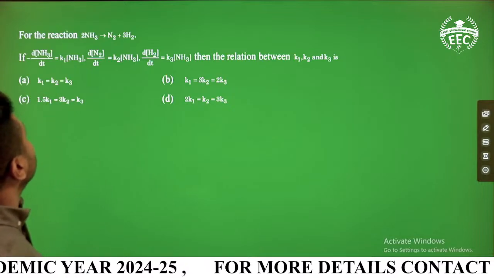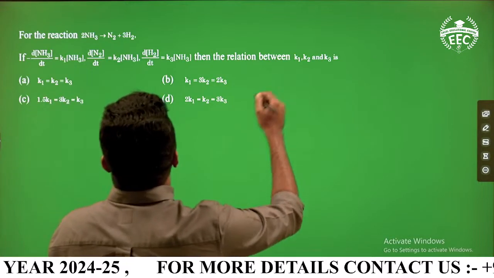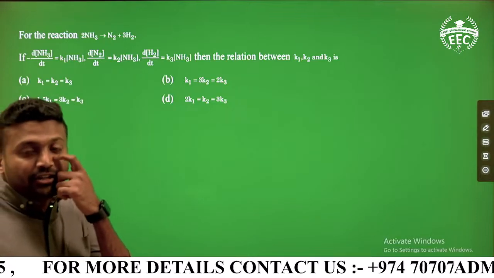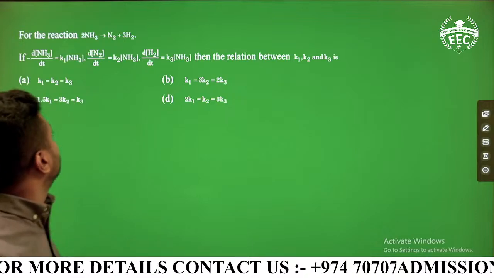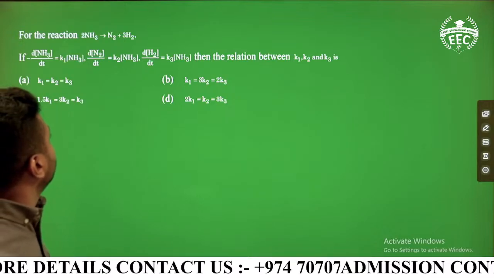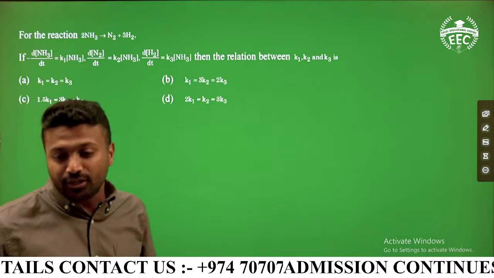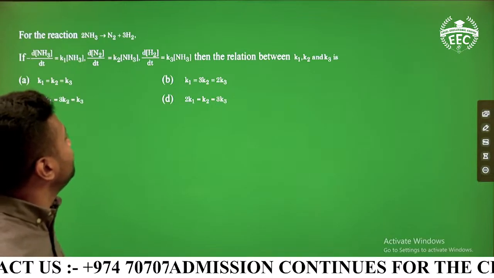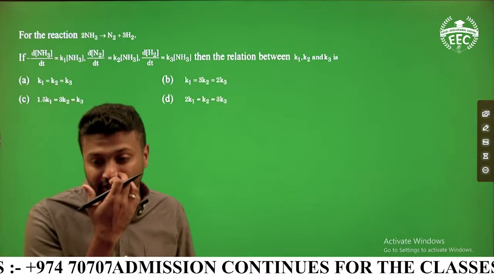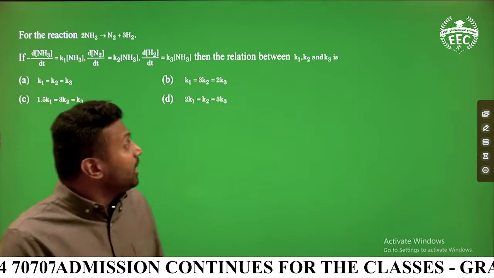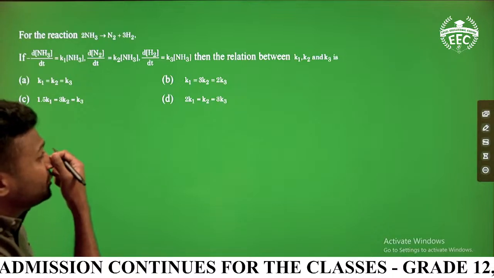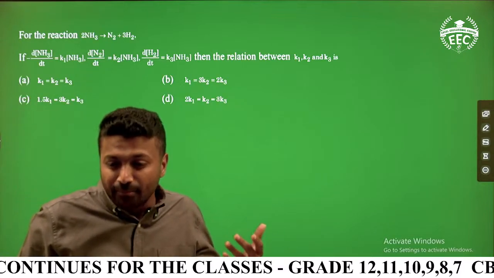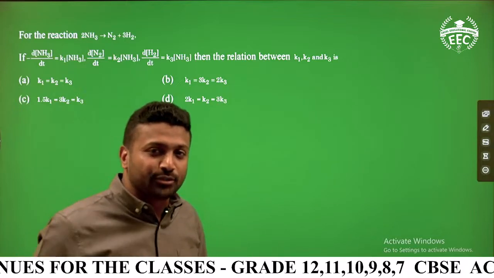Question number 1 is: given 2NH3 giving N2 plus 3H2, minus d by dt of concentration of NH3 is equal to K1 into concentration of NH3, d by dt of N2 is equal to K2 into concentration of NH3, and d by dt of H2 is K3 into concentration of NH3. We have to derive a relationship between K1, K2 and K3. You may have seen this in the previous NEET session, but I hope it may repeat in the board exam. Let's try question number 1.